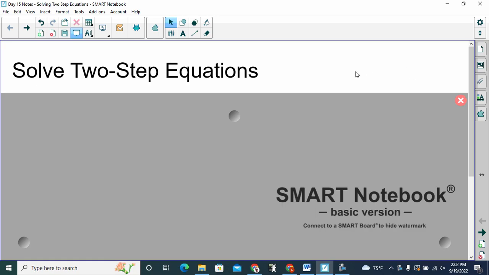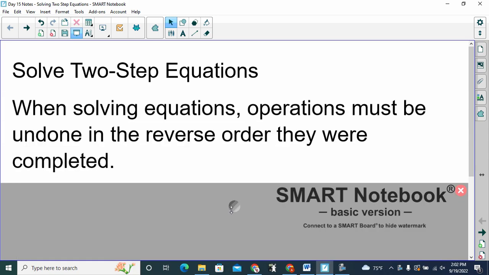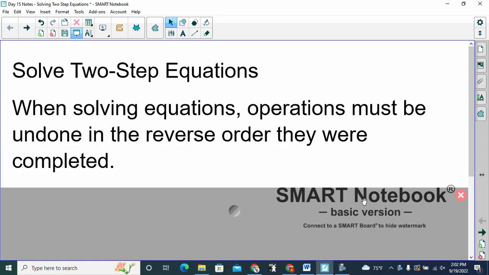And like most things in math, the order that you do things in, or in this case, the order that you undo things in, is important. So when you are solving an equation, the operations must be undone in the reverse order that they were completed. When solving equations, operations have to be undone in the reverse order they were completed.